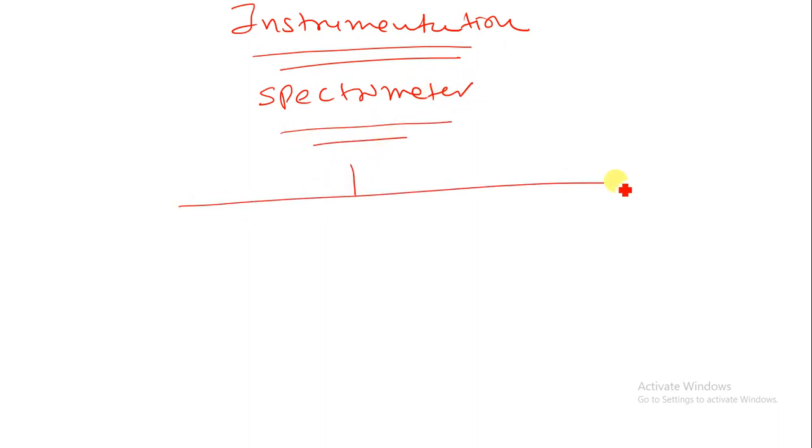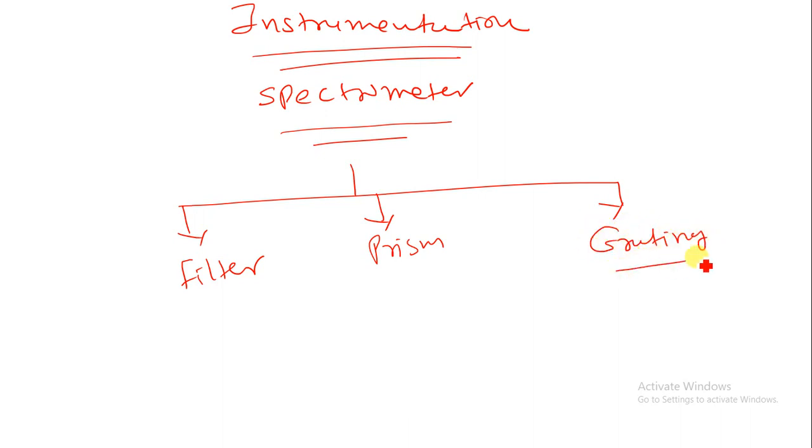Now the spectrometer is generally carried out in 3 segments. There are 3 most important segments. The first one is a filter, the second one is a prism, and the third one is a grating. Now prism and grating are the old fashioned instruments. In modern instruments we have converted to the filter. You have already studied the Michelson interferometer, so this filter can be utilized in the spectrometer.